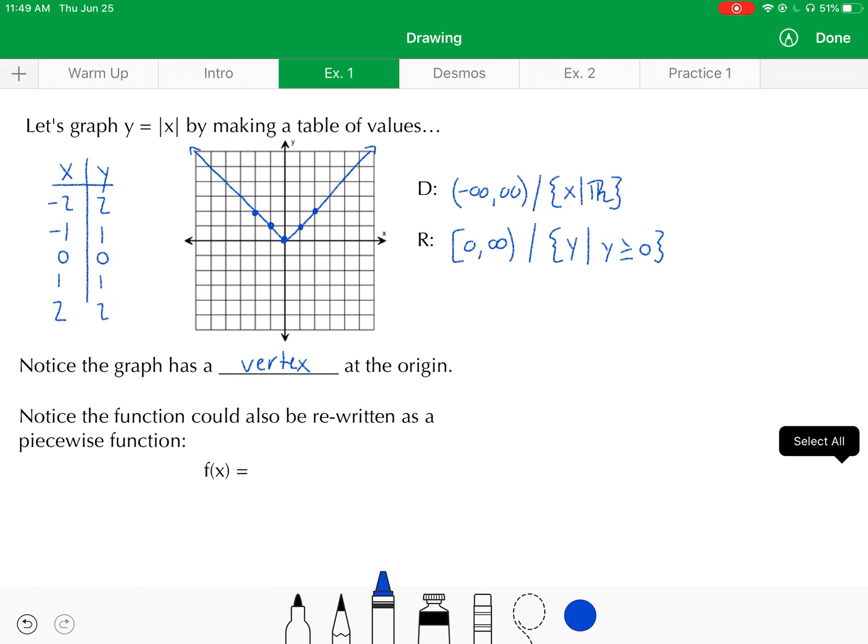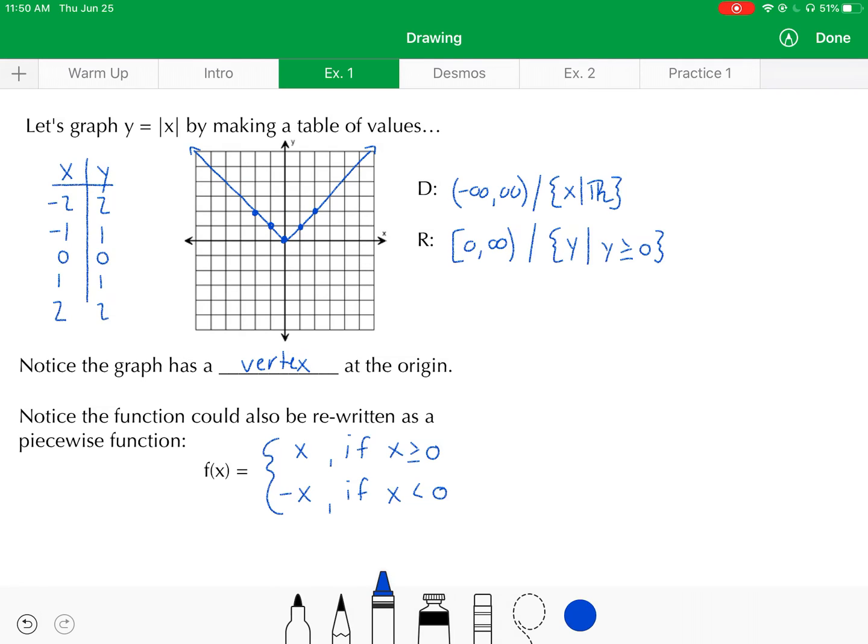Now, one other interesting thing to note here is that you can think of this absolute value graph as a piecewise function where one half of the V is coming off of a linear equation of y equals x, and the other is coming off of a linear equation of y equals -x. So we could rewrite this as f of x equals positive x when x is greater than or equal to 0, and f of x equals -x when x is less than 0. So that's an interesting property.